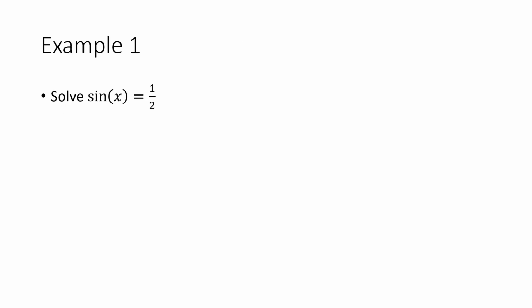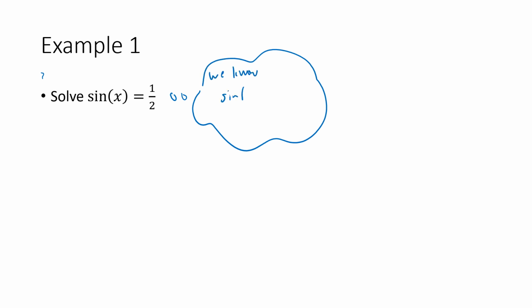So for our first example, let's just look at sine of x equals 1/2. So this means that we're looking for all values of x, all angles, whose sine is 1/2. When we initially start thinking about this, there should be one angle that immediately comes to mind. We know that the sine of pi over 6, 30 degrees, is 1/2. So certainly x equals pi over 6 is a solution to this problem. But it's clearly not the only solution.